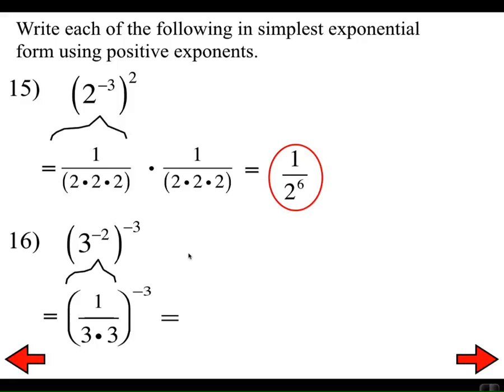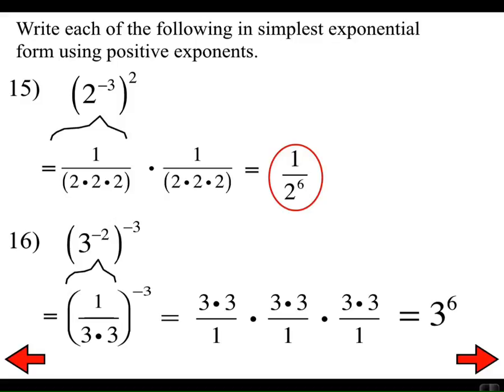Wait a second. I have yet another negative exponent. So negative exponents tell me to take the reciprocal. So I'm going to have to take the reciprocal again. Oh, no. So once I do that, now I have 3 times 3 over 1. I'm going to go ahead and repeat that 3 times. And I'm going to get a total of, let's see, the numerator is going to be 3 to the 6th power. And I'm going to get it over 1, which is why I just write 3 to the 6th power.